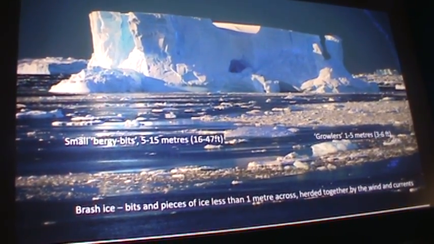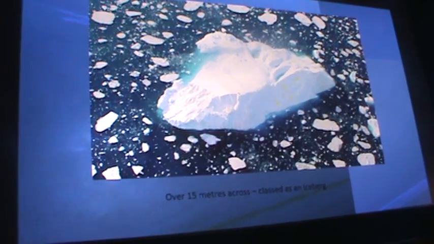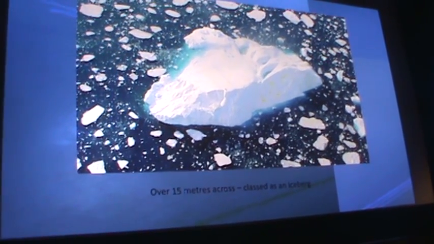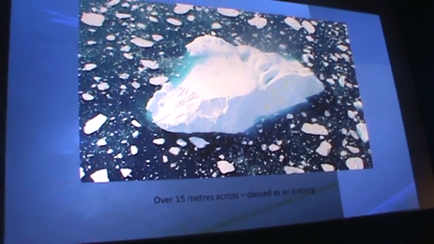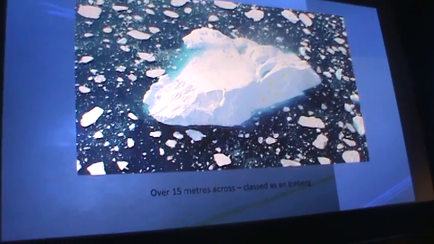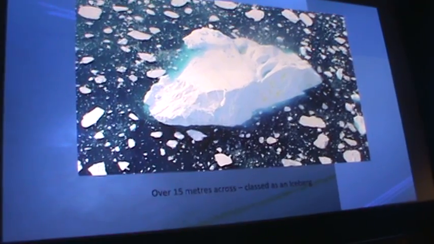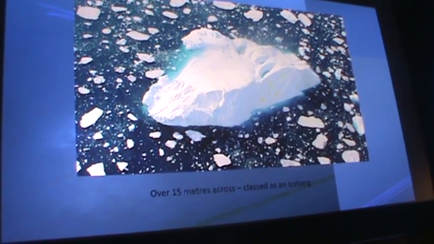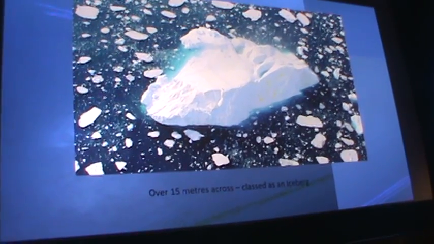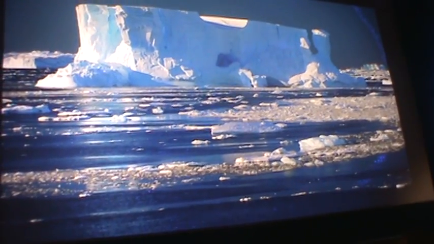So we'll see plenty of that around as well. And it needs to be over 15 metres across to be classed as an iceberg. So there are different sizes and different definitions, but it needs to be a certain size to be classed as an iceberg. Otherwise it's a bergy bit or a growler. They're the smaller ones.